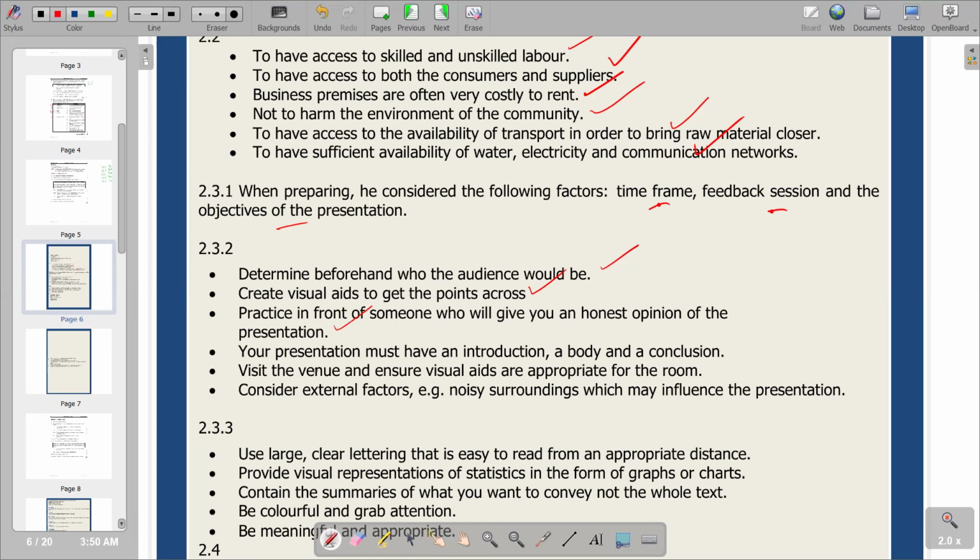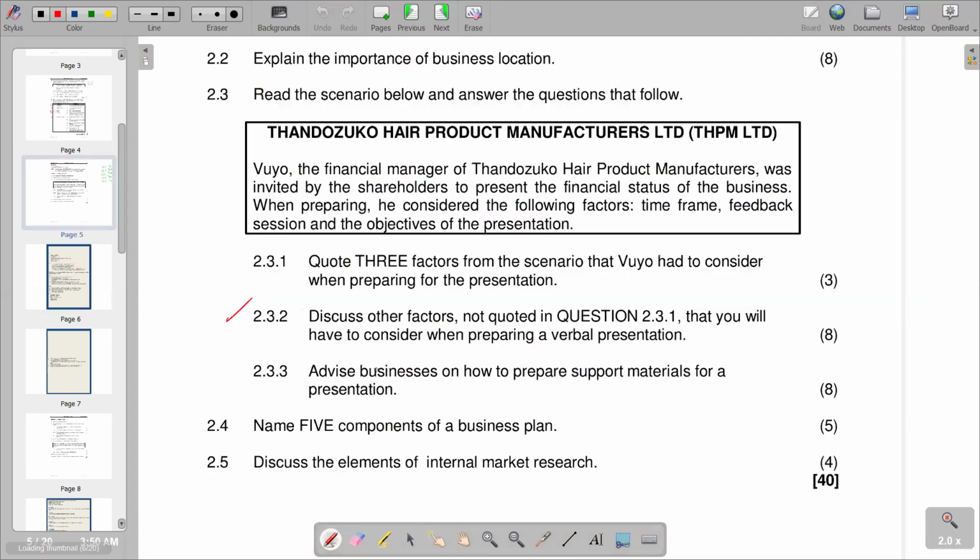Very important. Your presentation must have an introduction, body and conclusion. Also very important. Visit the venue, ensure visual aids are appropriate for the room, and also consider external factors. For example, you've got noisy surroundings which may influence the presentation. So make sure that when you make your presentation, you're doing it at a quiet place. So if you go back to our question, you see that the question is for 8 marks. So obviously it requires you to raise 4 points. So you can just choose 4 appropriate points according to the responses that we have just given.